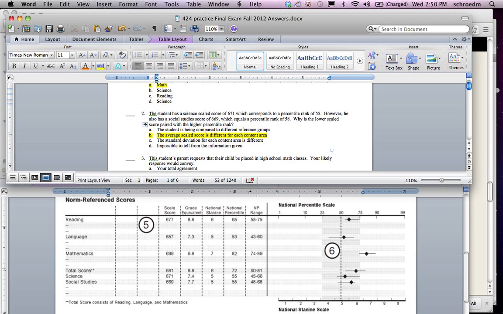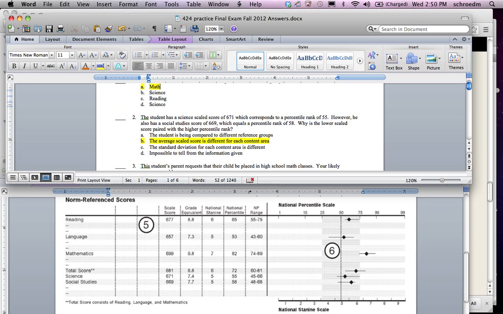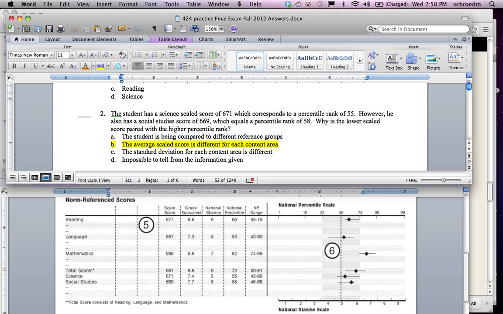Second question goes to the fact that the student has a science scaled score of 671, but a percentile rank of 55. However, they also have a social studies score of 669, which equals a percentile rank of 58. And I'm looking right down at these two here. Also, if I would look at grade equivalencies too, I could make the same argument that this is a lower score, but it corresponds to the higher grade equivalent. Question is, how can we explain this seeming inconsistency between the scaled score and the percentile rank?